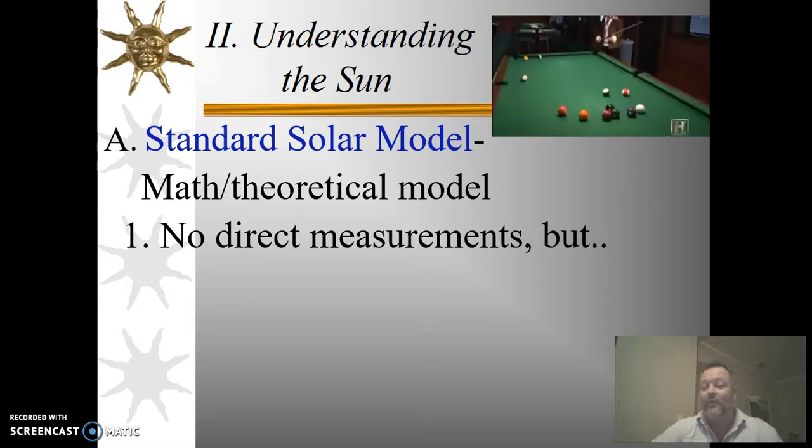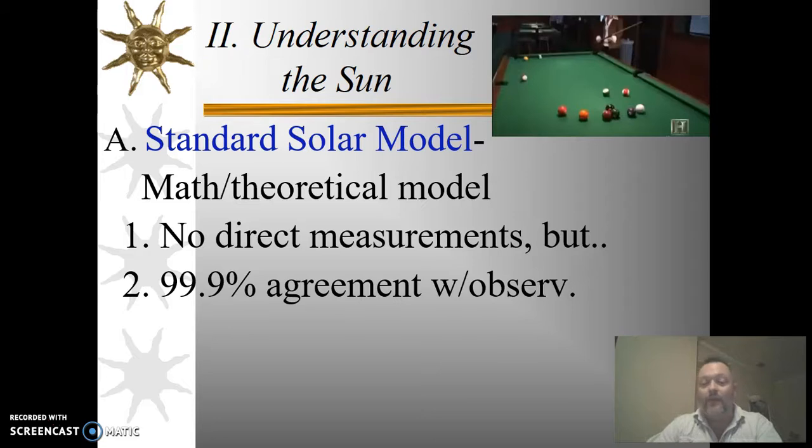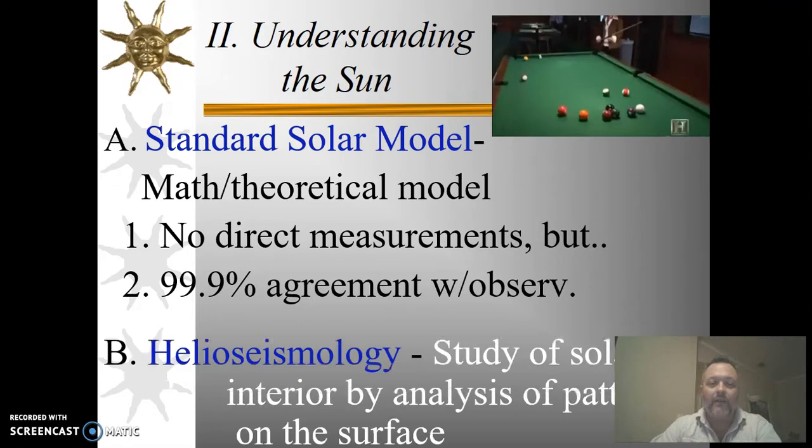Despite the fact that we can't drill into the sun, we can't get inside the sun and see how it works directly, guess what? Based on the standard solar model, we make observations that fit the model almost perfectly. So we can feel very good about the model that we have.